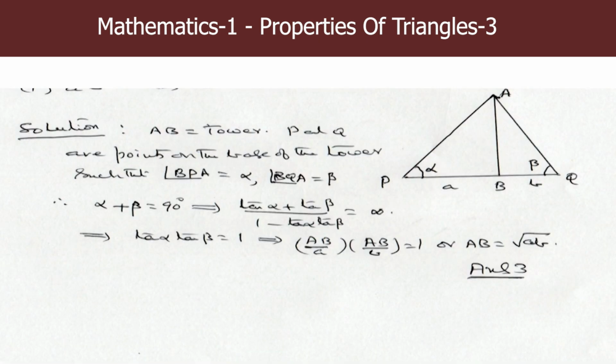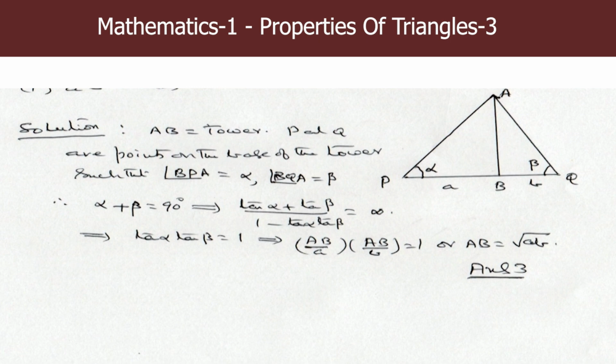So BA is the tower. Suppose BA is the tower, and from P and Q we are supposing that the angles of elevation of A are alpha and beta respectively. See the diagram. Angle BPA is alpha, angle BQA is beta. Now alpha plus beta is equal to 90 degrees. That implies (tan alpha + tan beta)/(1 − tan alpha tan beta) is equal to infinity. So that means tan alpha tan beta is equal to 1.